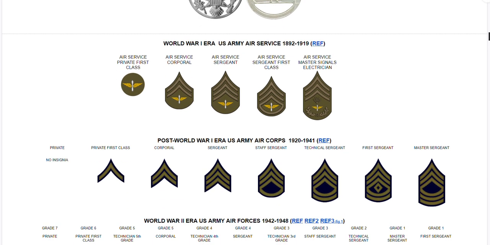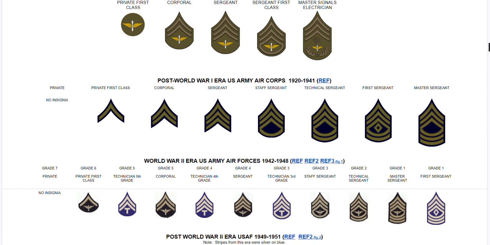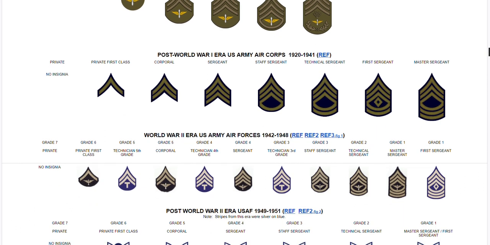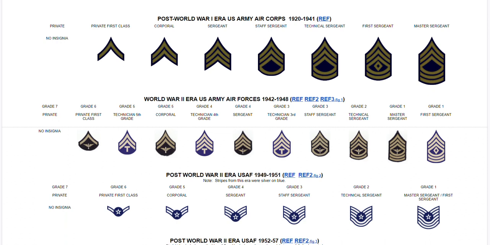Then as we move out of the World War I era, the Army Air Corps, as part of the entire Army, simplified their insignia. And so you had a series of stripes from one chevron for a private first class, which was the second rank after private, and then 2 for corporal, 3 for sergeant, a rocker bar, or a bent chevron, 2 rockers with technical, and a diamond or lozenge for a first sergeant, and 3 for a master sergeant.